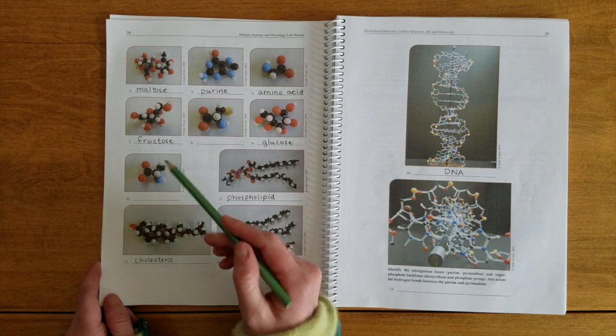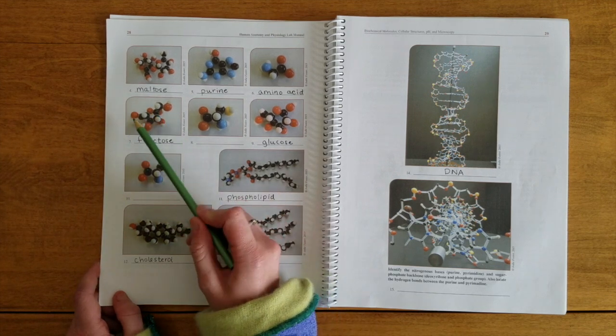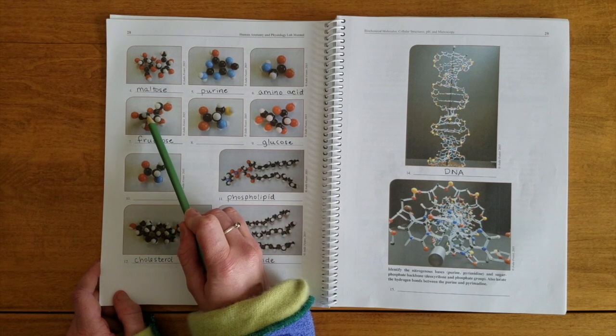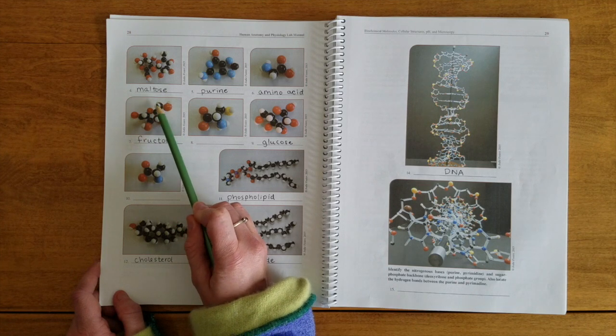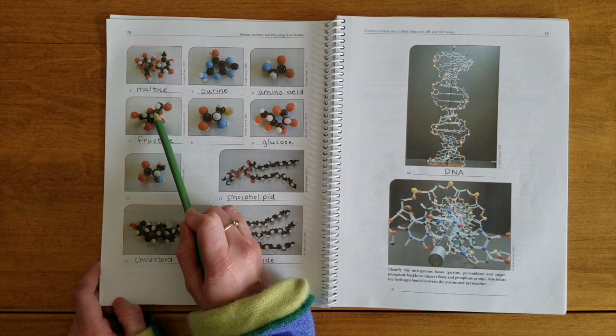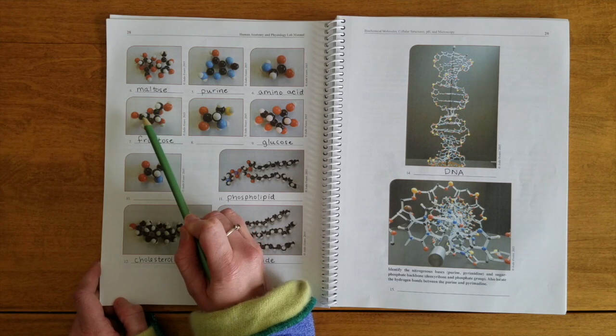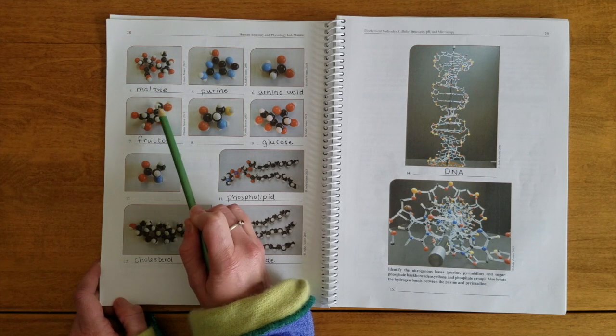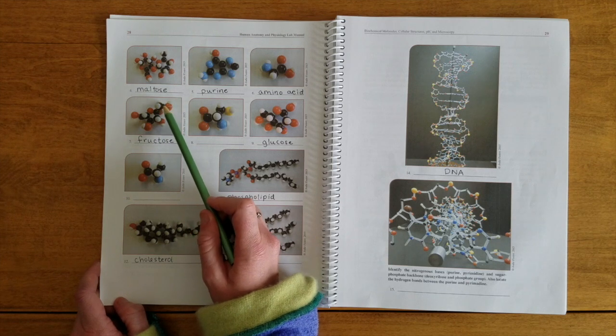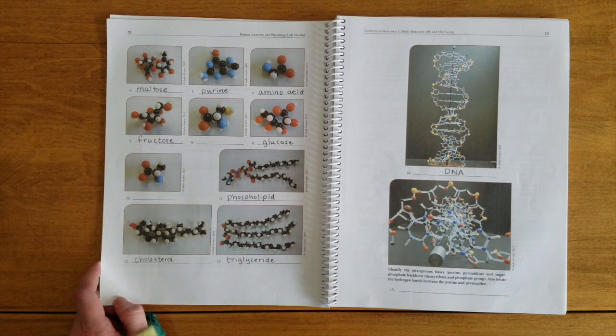See another ring shape over here, so let's count this out. I see 1, 2, 3, 4, 5, 6 carbons total, 4 of which are in this ring structure here, 5 and 6. So that tells me that this must be fructose.